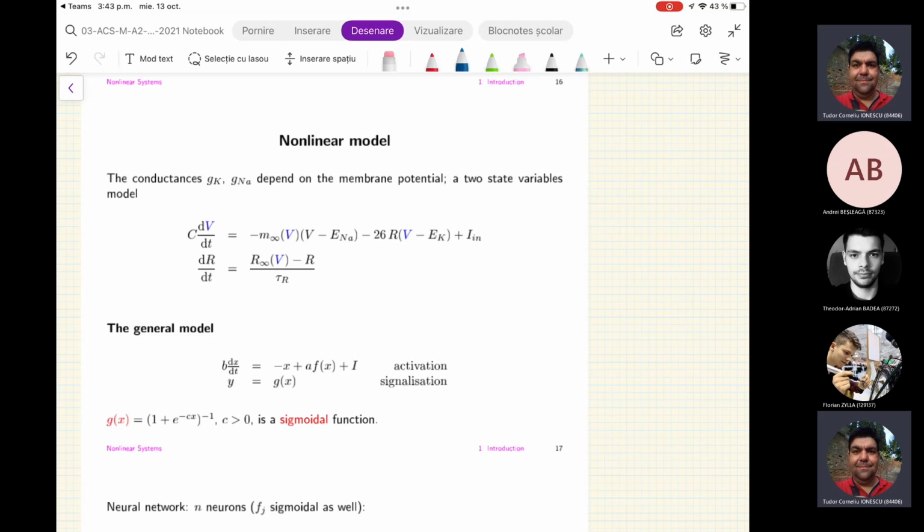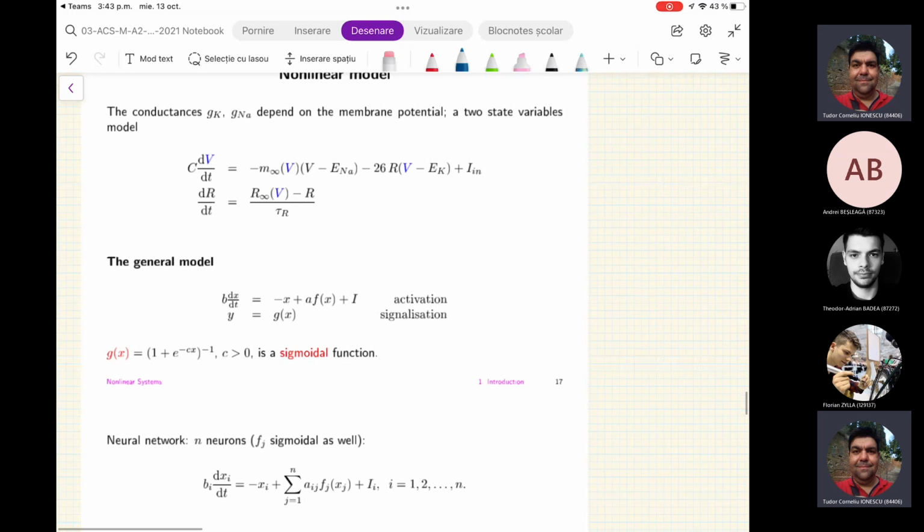So now you have two states, and the general model that can be drawn mathematically from this physical model, of course, is another simplification. You get these two equations, where g_x is a sigmoid function. Why is it called a sigmoid? Because its graph looks like an S. This is a sigmoid function. And you have the equation of the activation and the equation for signaling.